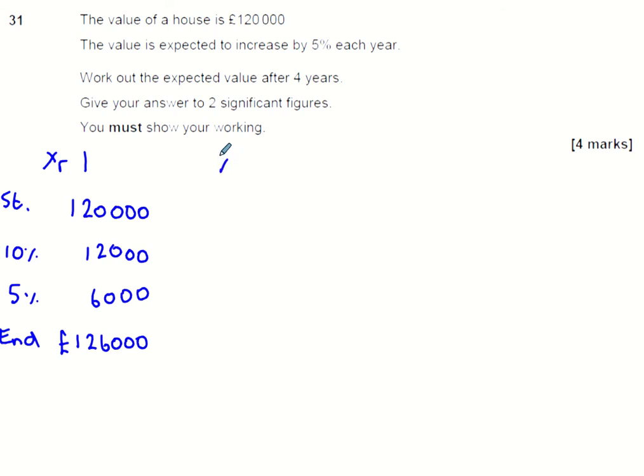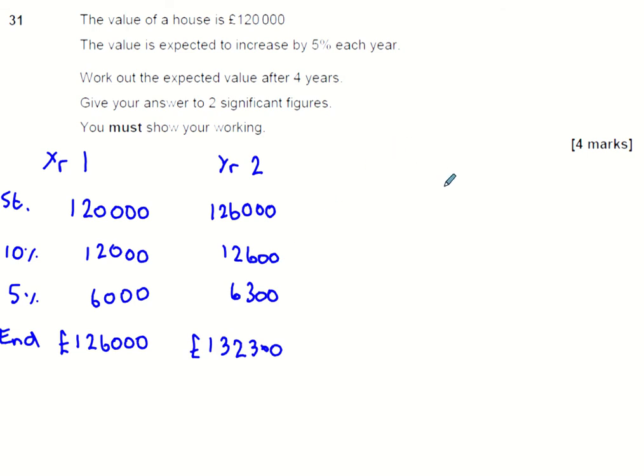When we get into year 2, the starting value of this house is no longer 120,000, because at the end of year 1 it was 126,000, and you then need to start again. 10% of that is going to be 12,600, 5% is 6,300, and so the value in year 2 would be £132,300. And you would repeat that method for year 3 and year 4, always using this final value.